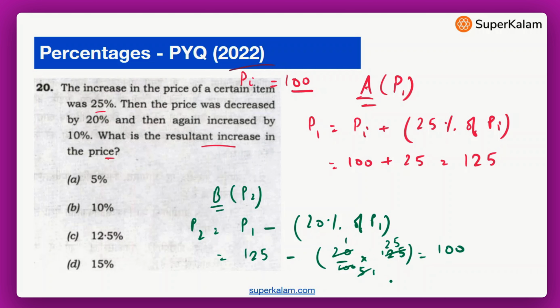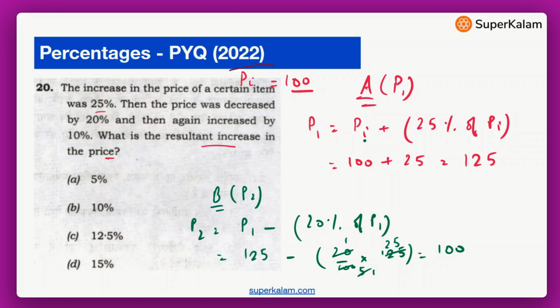Okay, so this was something exceptional which we just witnessed. When we increased the price by 25% and then decreased it by 20%, we got again 100. We again got the initial price. We moved 0 from the initial stage. Our movement from the initial stage was 0.